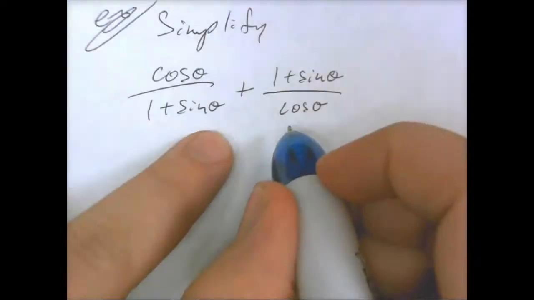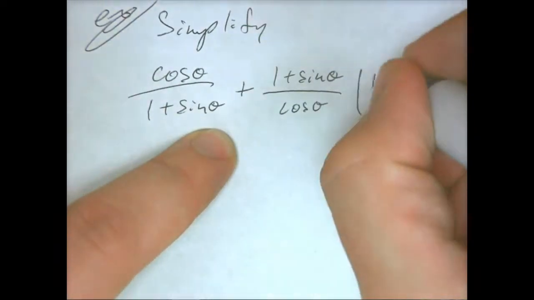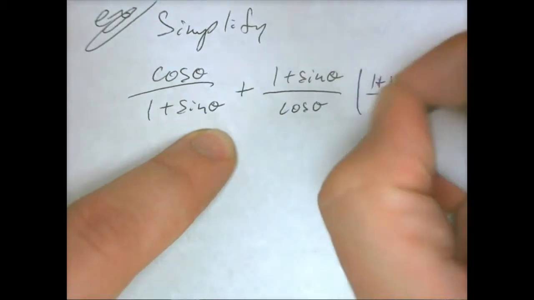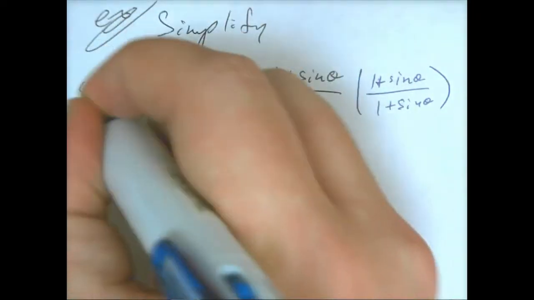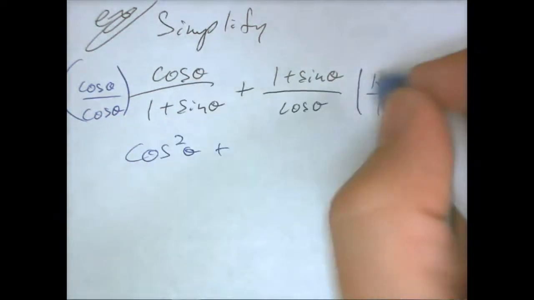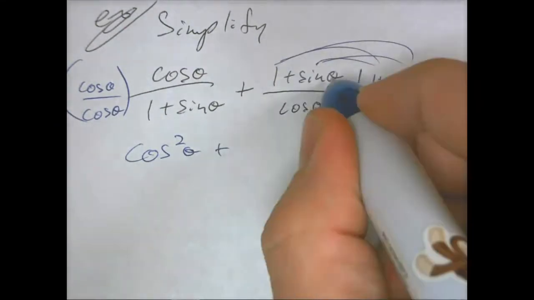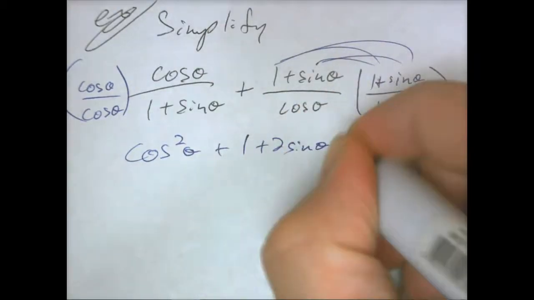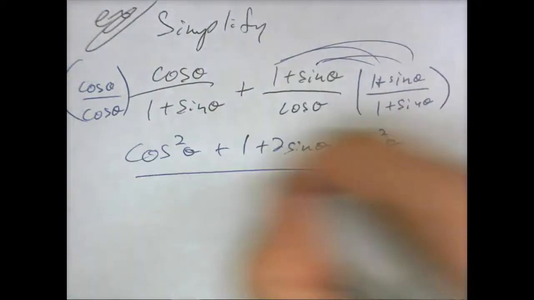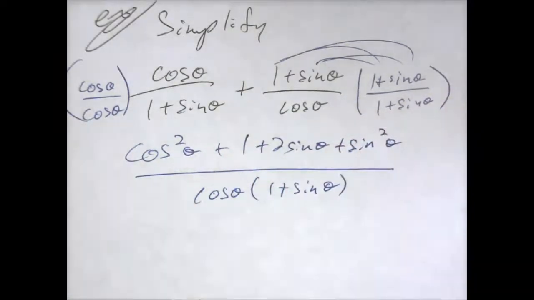Anyways, I'm adding fractions. Yay, I'm adding fractions. I need common denominators when I'm adding fractions. Yes, I do. So I need to multiply this one by 1 plus sine theta over 1 plus sine theta. And this one by cosine theta over cosine theta. So I have cosine squared theta plus, make sure you distribute everything to everything. So that is 1 plus sine theta plus sine squared theta. So this is 1 plus 2 sine theta plus sine squared theta, all over the same denominator, cosine theta times 1 plus sine theta. Sweet.